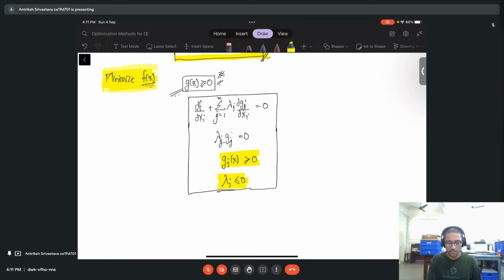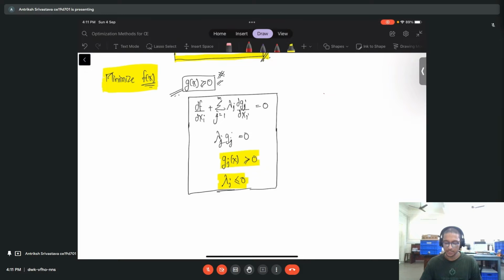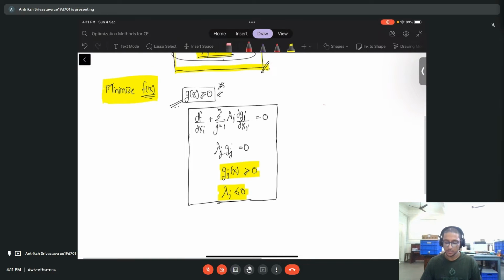So these things are important for the Kuhn-Tucker conditions. The signs are very important. So I'll give you, let's say, 1 minute to note it down.